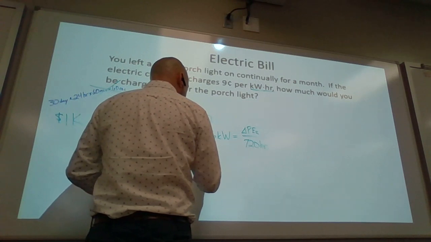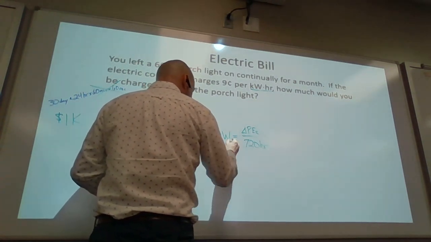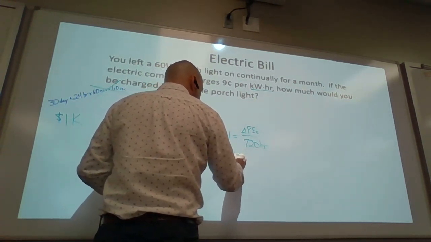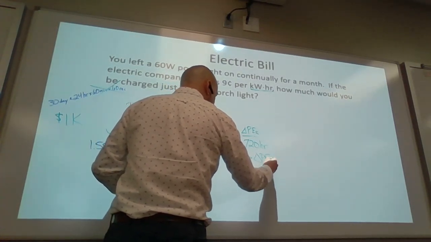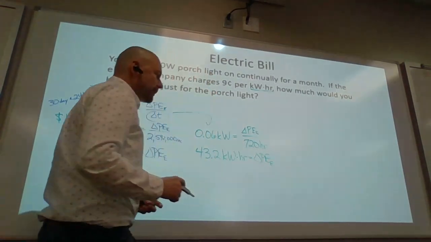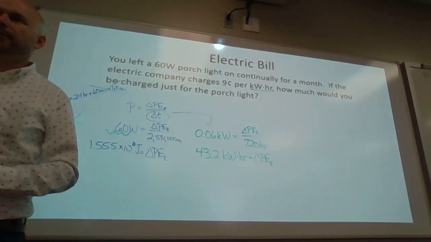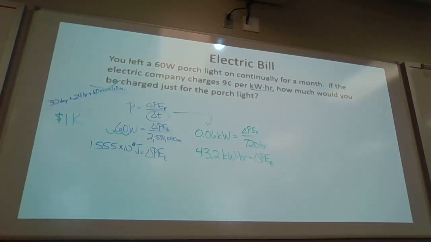And we find this to be 43.2 kilowatt hours, the amount of electric potential energy being converted to heat and light. That is a much more reasonable number than 155 million joules.